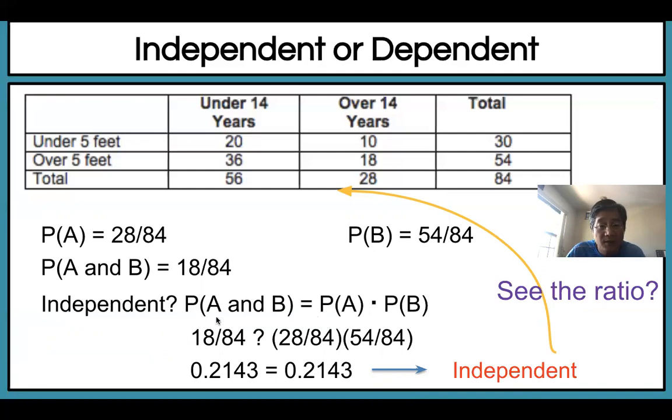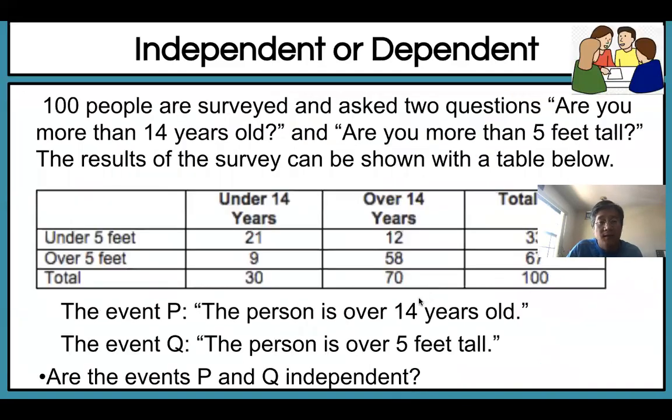So everybody understands how to determine if two events are dependent or independent. You remember this formula, right? P(A intersection B) is equal to the probability of A times the probability of B. You need to write this down and memorize this formula for independent or dependent. Then find out this probability, this, and this, and compare both sides. Do you get it?